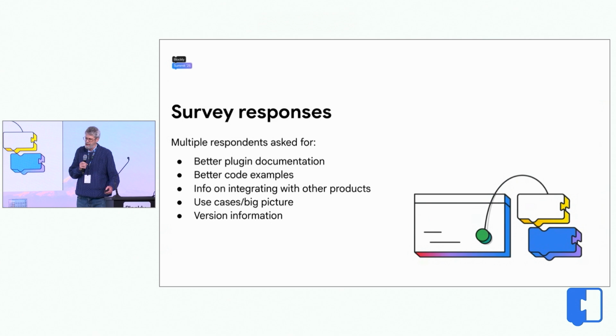There were some specific asks. People wanted better plugin documentation on both how to use plugins and how to write them. People wanted better code examples. People were looking for information on integrating with other products such as React. They wanted that big picture information that I was just talking about. And another thing that people wanted was version information: what version was a given API introduced in and so on. That would be very helpful.